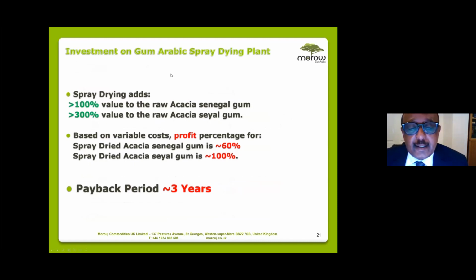Investment, here is just a summary based on feasibility studies. This just shows the worst case scenario. I'm not inflating the profits, I'm just showing figures for the worst case scenario at the lowest selling price of spray dried. So we can add value 100%. That means 2 times the price of the Acacia Senegal. 300% added value means about 4 times the price of the Acacia Senegal gum.